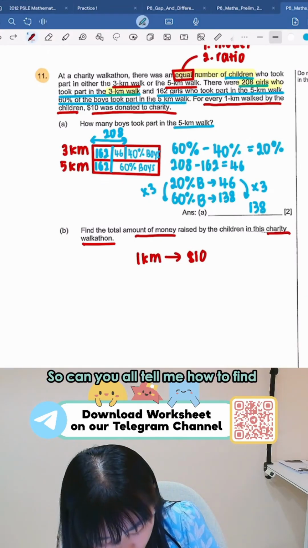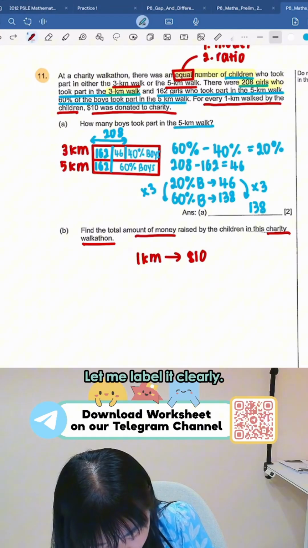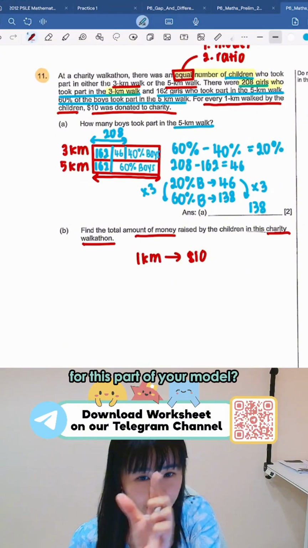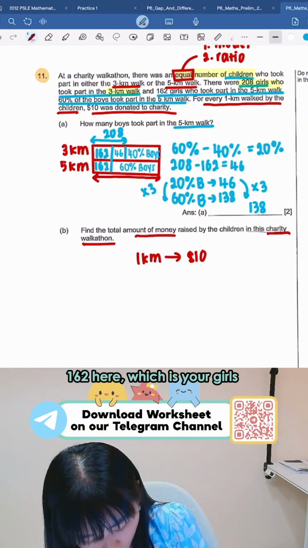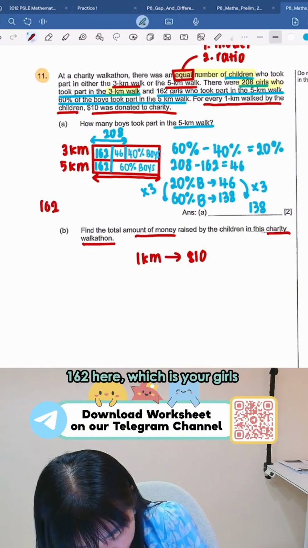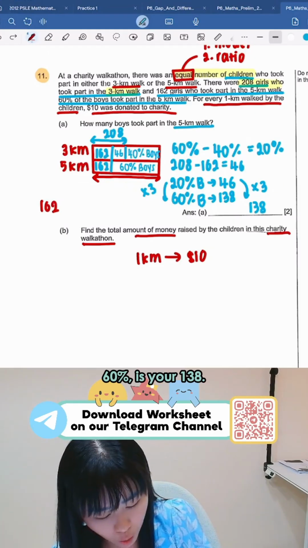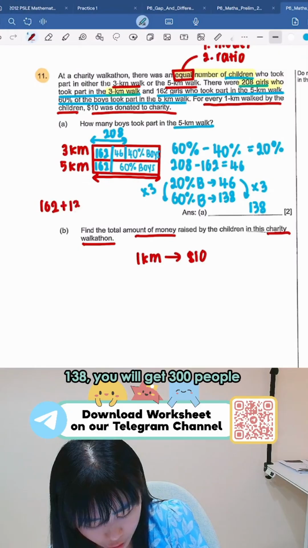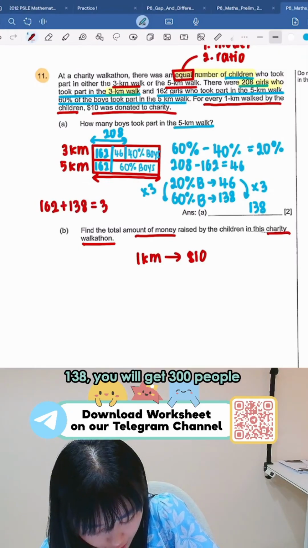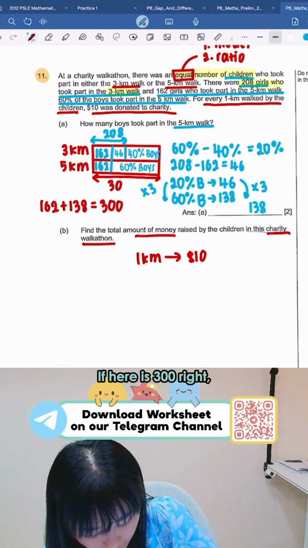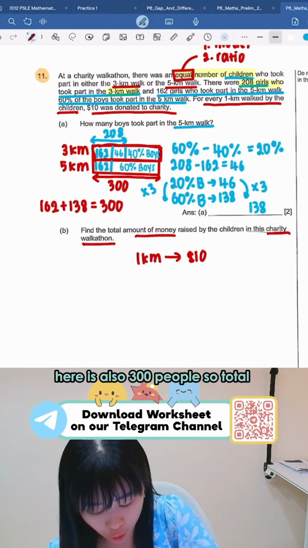So can you tell me how to find how many children here? Okay, let me label it clearly. How many children are there for this part of your model? 162 here, which is your girls, plus your boys, 60% is your 138, okay? So you plus 138 like this. You will get 300 people who participated in the 5 km run. If here is 300, here is also 300 people.